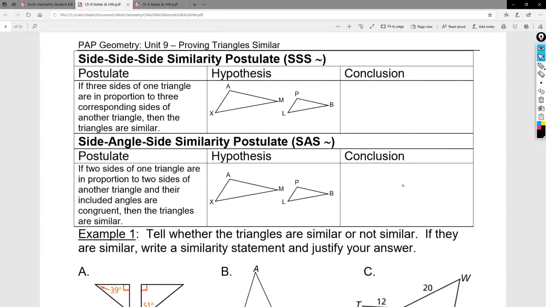Okay, so a few more postulates. Here we have the SSS similarity postulate, so very similar to how we prove congruence, except what we're saying is that if the three sides of a triangle are proportional to one another, then the two triangles are similar. So in this case, if AX corresponds with PL, and let's say AM corresponds with PB, and then if XM corresponds with LB, then I can say that these triangles are similar.